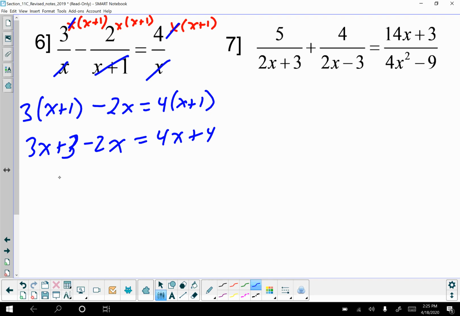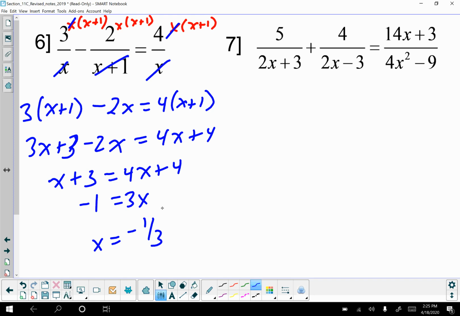Combine like terms on the left, so I'm going to get x plus 3 on the left equals 4x plus 4. Subtract x, so I have 3x. Subtract 4, so I have -1. So I get an answer of x equals -1 over 3. And if I plug -1 over 3 into any of the places I had x above, that still works, so that's a great solution.